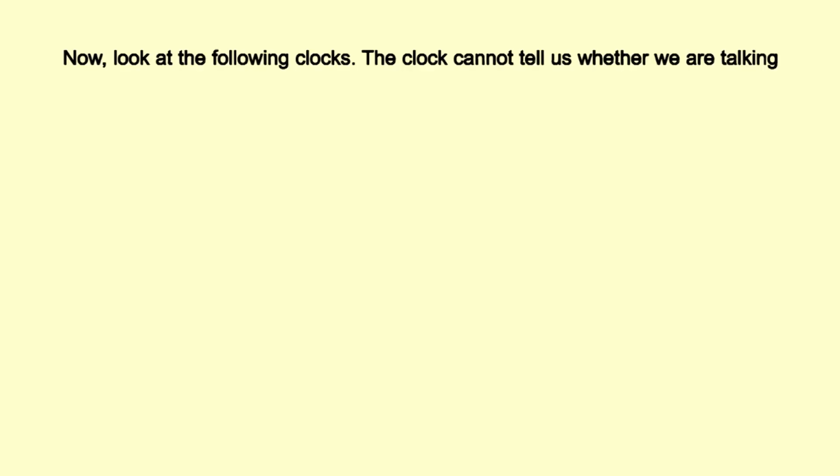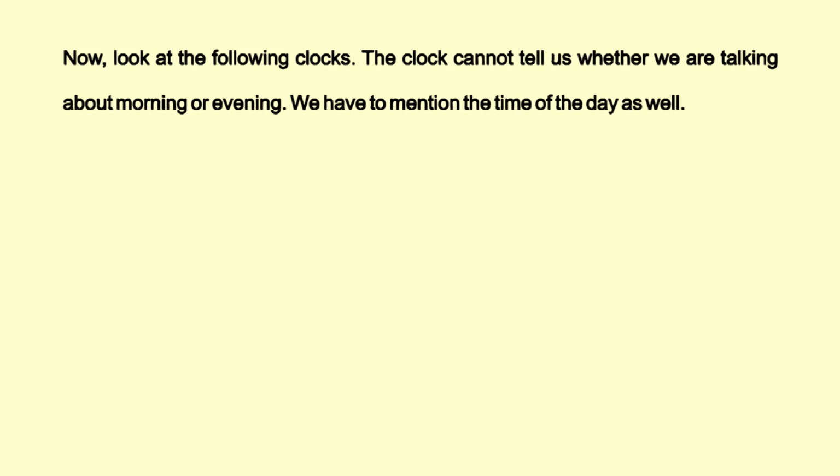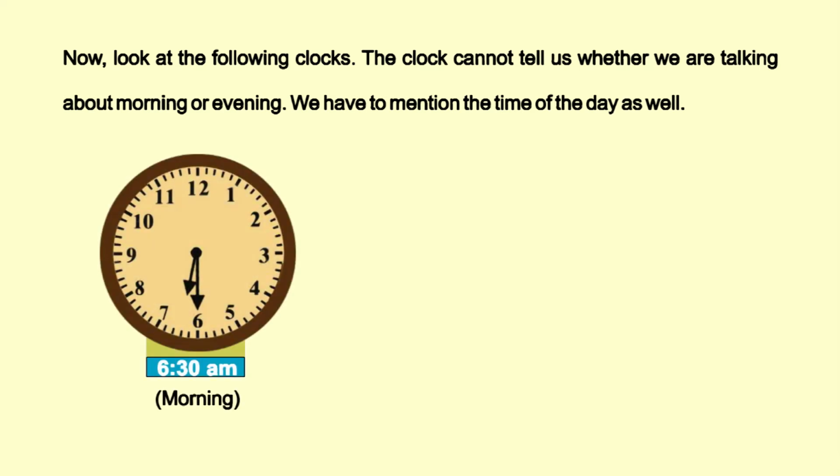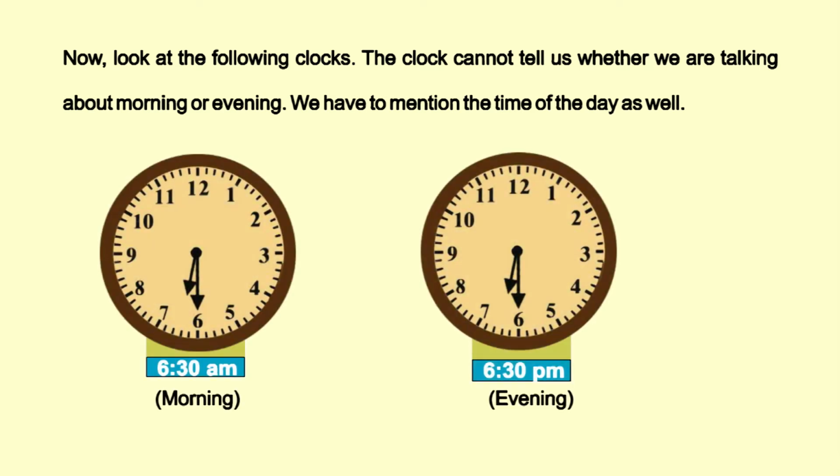Now look at the following clock. The clock cannot tell us whether we are talking about morning or evening. We have to mention the time of the day as well. 6:30 AM, morning; 6:30 PM, evening.